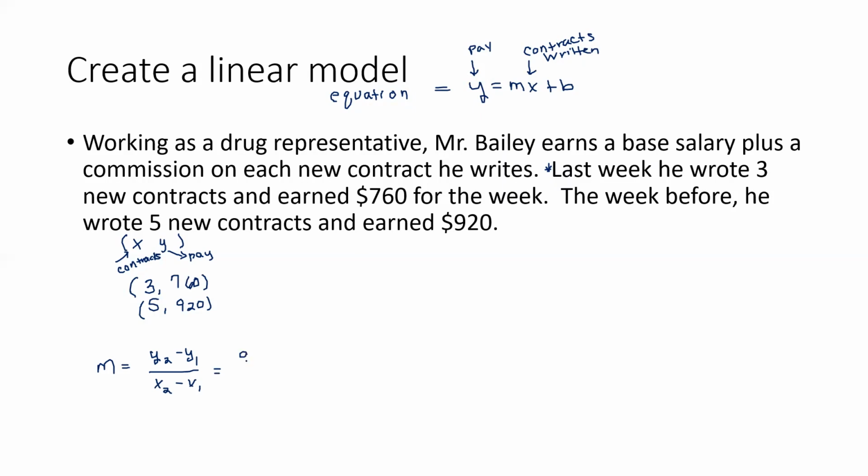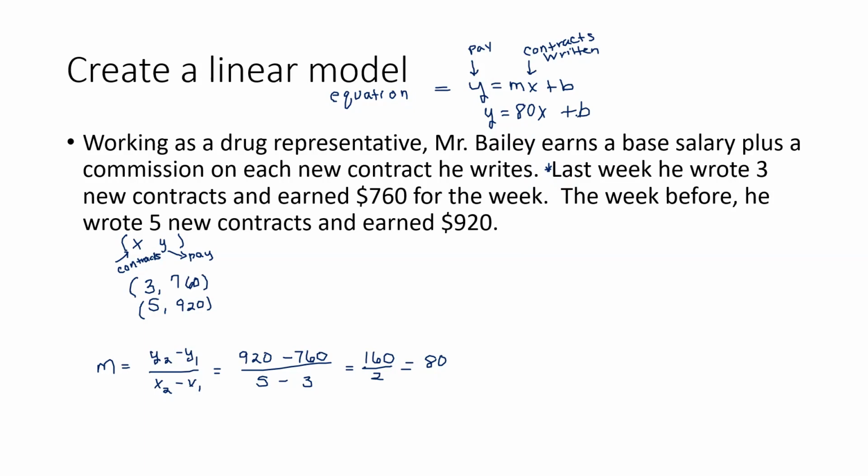So using the ordered pairs, my second y value is 920 minus 760, the first y value. And the second x value is 5 minus 3. And so doing that math, I have 160 over 2, which comes up to be 80. So now I know a good bit of the formula because I know that it would be y equals slope of 80, so 80x plus b.